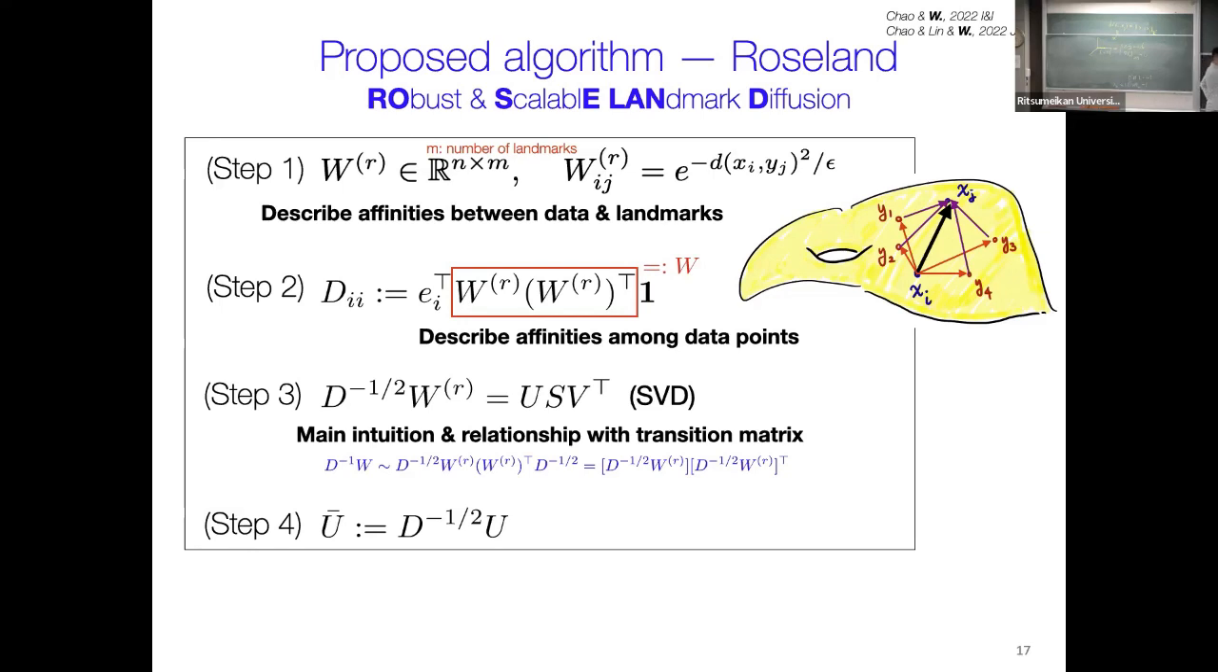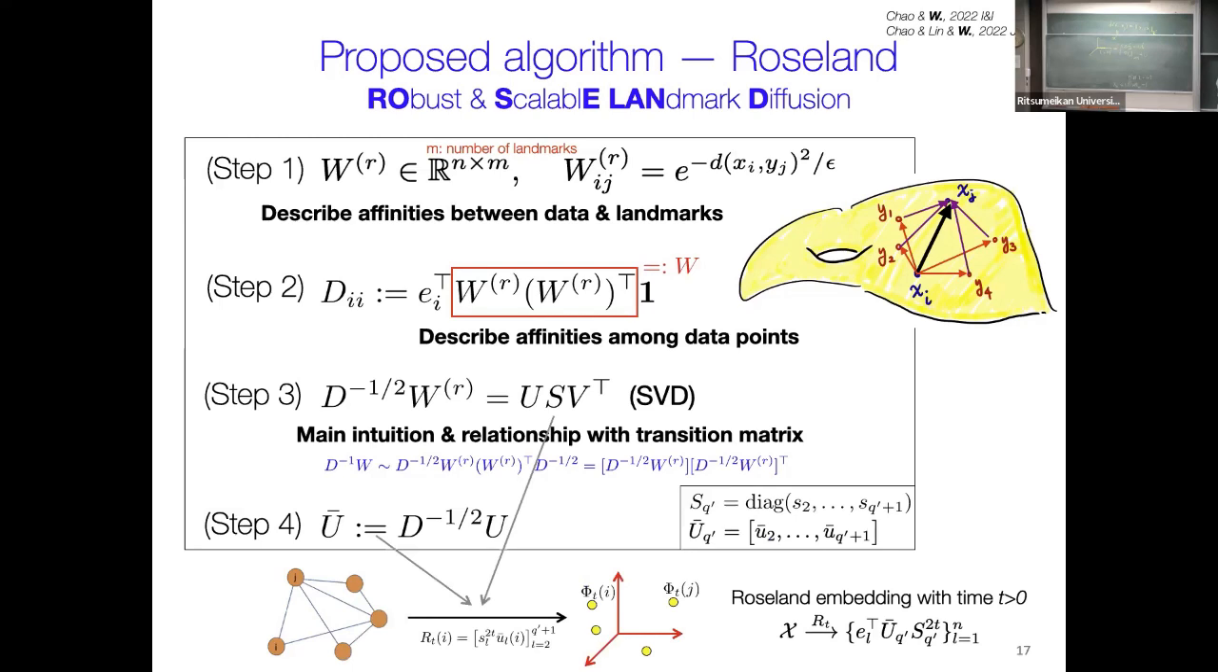What is the intuition of doing this? It is actually very intuitive because D inverse W, this matrix is actually similar to D to the minus half WR WR transpose D to the minus half, where this is a symmetric matrix, which is the outer product of D to the minus half WR, right? Its eigendecomposition can be evaluated by singular value decomposition of each part. And then you just put D to the minus half back. This will be the eigenvector. And then you just do something like before in diffusion map. You do the embedding. This is called Roseland embedding. And you have the result.